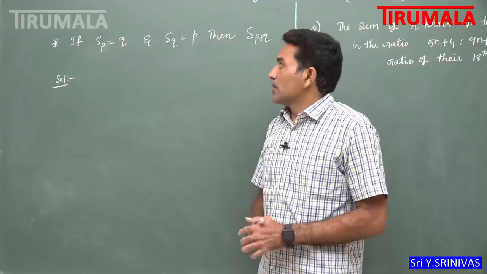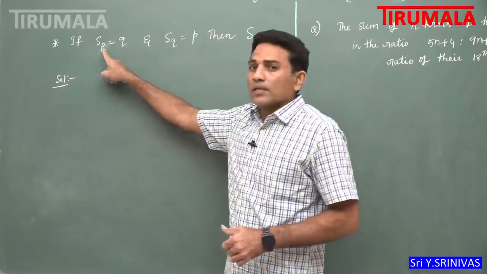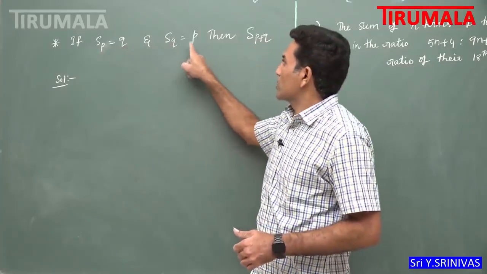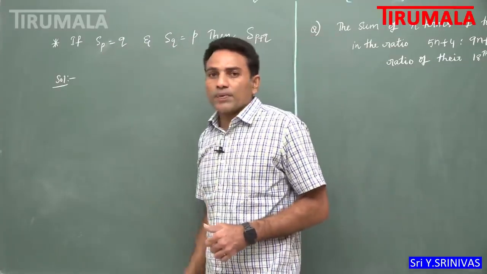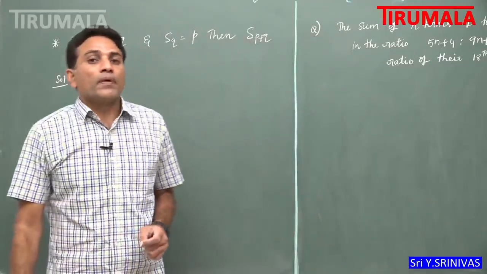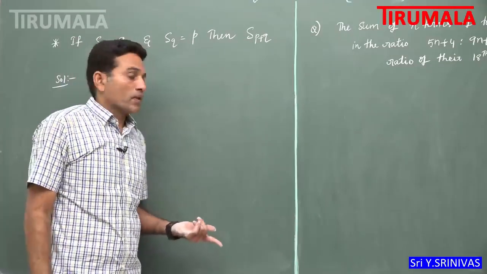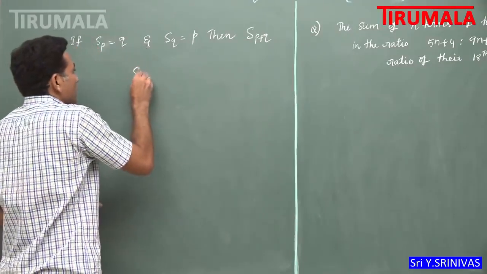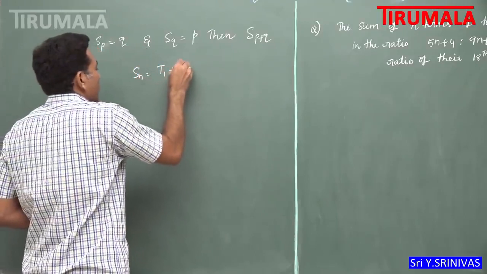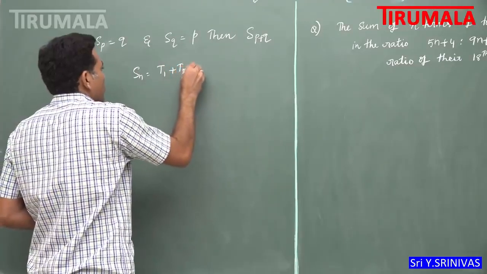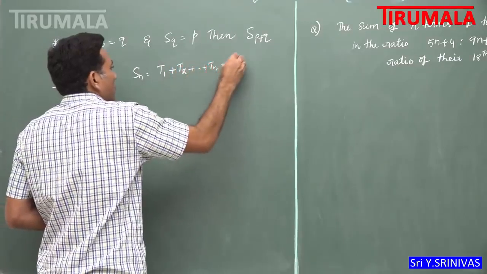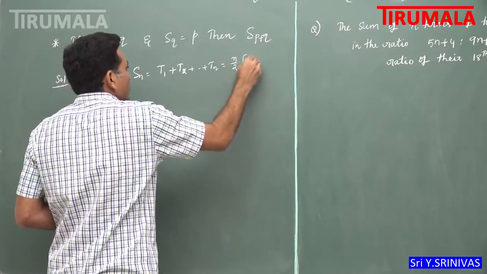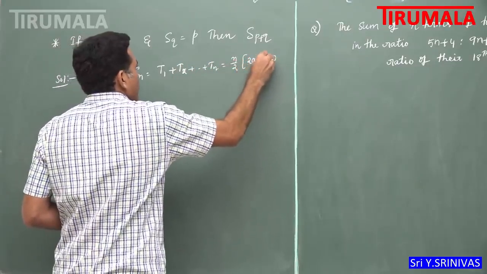Models are very important while solving Mains and Advanced questions. Next model is: here SP is given, SP equals Q and SQ equals P. What is the meaning of SP? SP is the sum of P terms of an AP. What is Sn, students? Sn is the sum of n terms of an AP, T1 plus T2 and so on up to Tn. The formula is n by 2 into 2a plus n minus 1 into d.